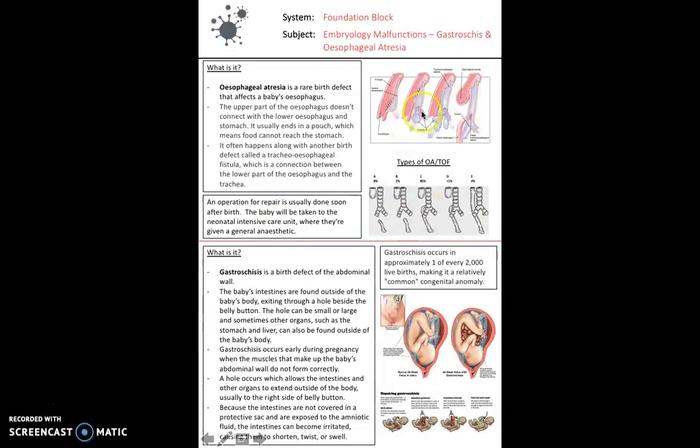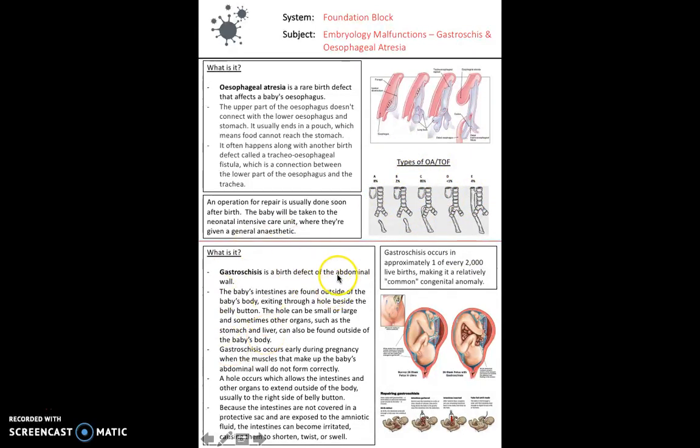This is usually cured by an operation to repair the esophageal atresia pretty soon after birth, because obviously no feeding can take place whilst it's a blind-ended pouch. The baby will be taken to neonatal intensive care where they're given a general anaesthetic. And this shows the different types of esophageal atresia and tracheoesophageal fistulas, just to give you an idea as to what's going on in this condition.